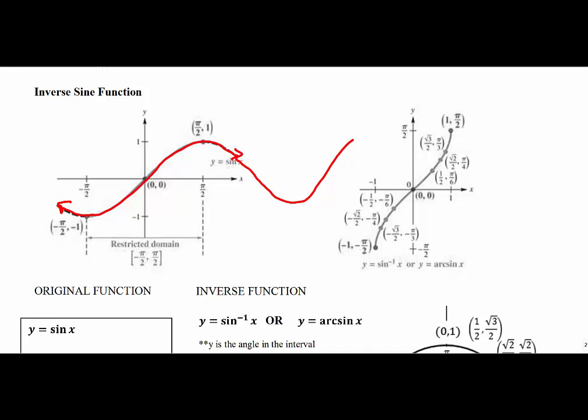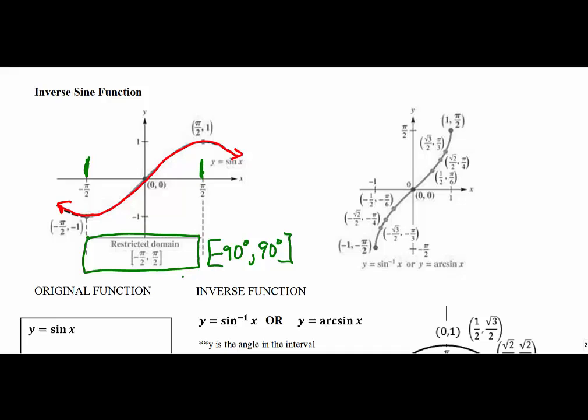So we want to make it one-to-one. I want to make it pass the horizontal line test. So in order to do that, we're going to restrict the original domain. I'm not going to use the entire graph. I'm only going to use the graph from negative pi over 2 to positive pi over 2. So we're going to restrict the domain to go from negative pi over 2 to positive pi over 2, which of course is the same thing as negative 90 degrees to positive 90 degrees.